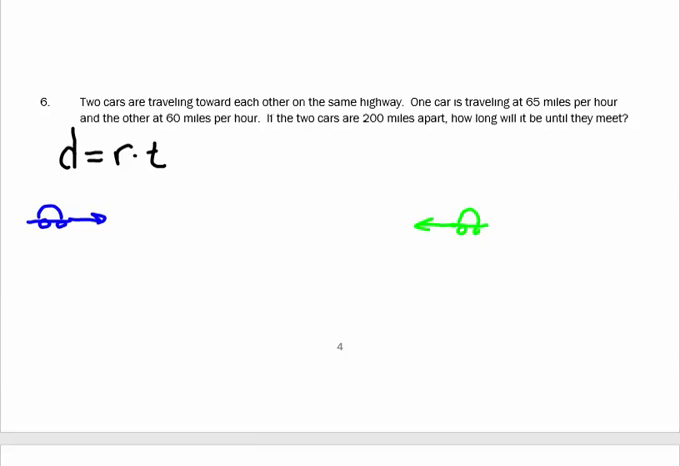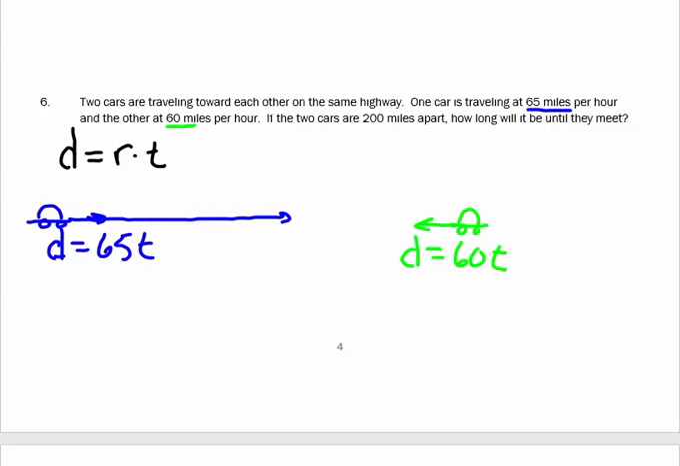Now, what do we know about the blue car? Well, the blue car says the distance equals the rate times the time. Let's say its rate will be the first one, so 65 miles per hour. And then the time it's going to take, we don't know, so we'll call it t. For the green car, its distance is also going to equal a rate times a time. We'll take its rate of 60, and the time's going to be the same. The great thing about this problem is that they left at the same time, so they're going to meet at the same time. The only thing that's going to be different is the blue car is going to travel a little bit farther than the green car. Why is that? Because it's going faster.